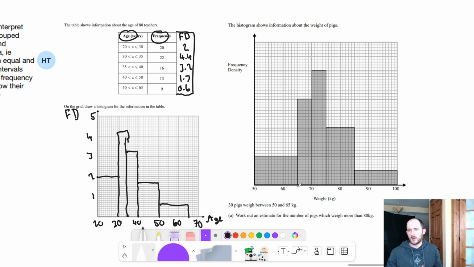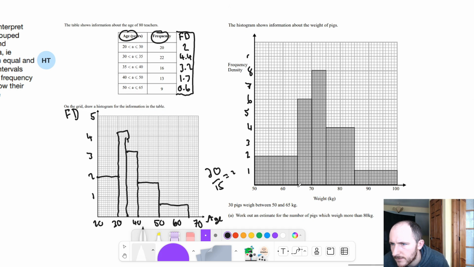So what you do here is you need to work out what the frequency density is. So you're doing 30 over 15. So you know that this height is 2. So each square looks like it's going up in ones. Like that. And we need to work out an estimate for the number of pigs that weigh more than 80.